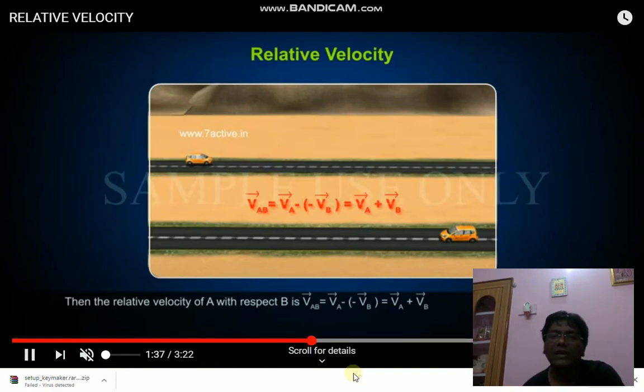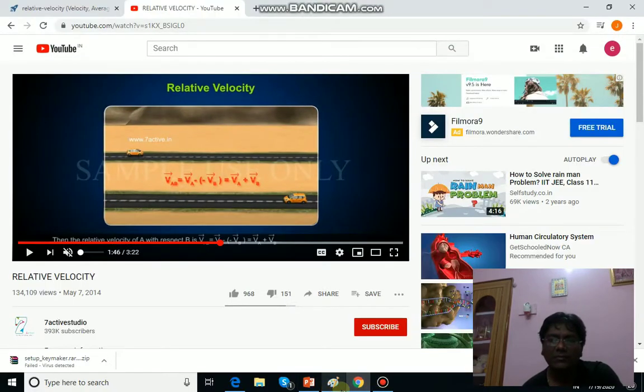VAB will be VA minus of minus VB. Why minus? Because the body is coming in the opposite direction, so it will be VA plus VB at that time. Let me show you again by using the same example.